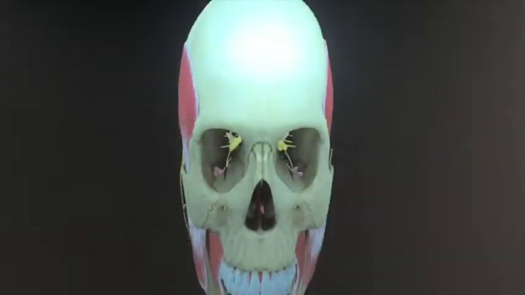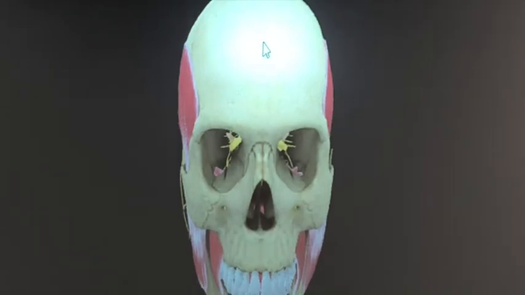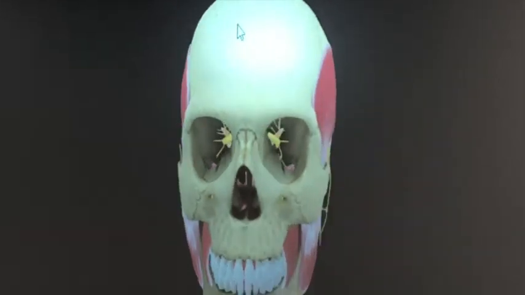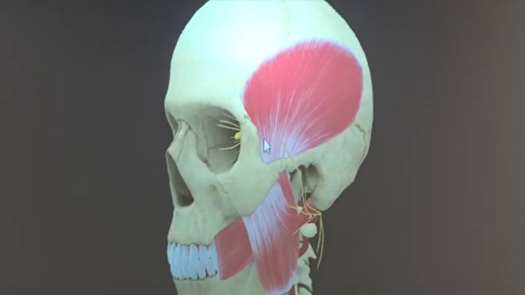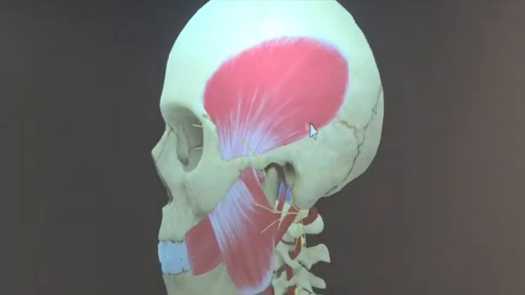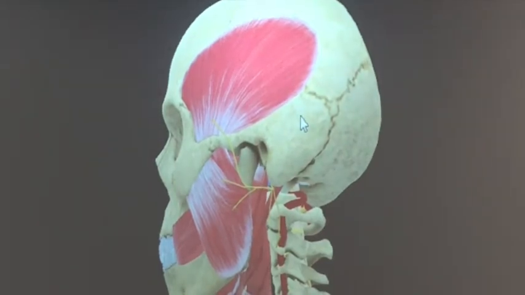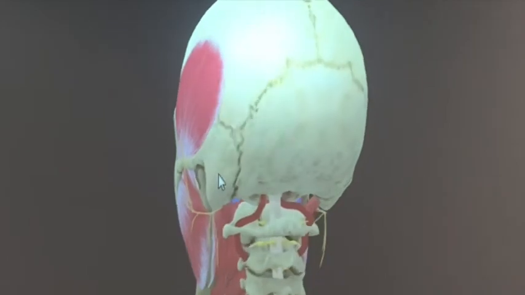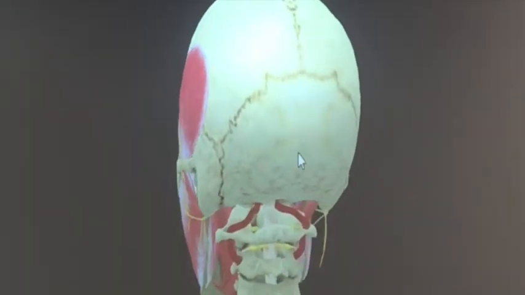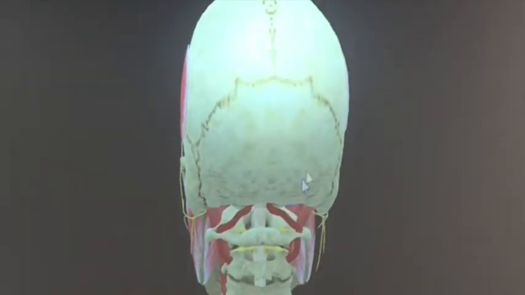Here is a look at the skull. And notice we get a good look at the skull along with some important head and facial muscles. And I realize we're doing the brain here, brain and spinal cord, but we'll get to that. Just giving you a look. Here's the occipital skull plate and then the parietal skull plates.